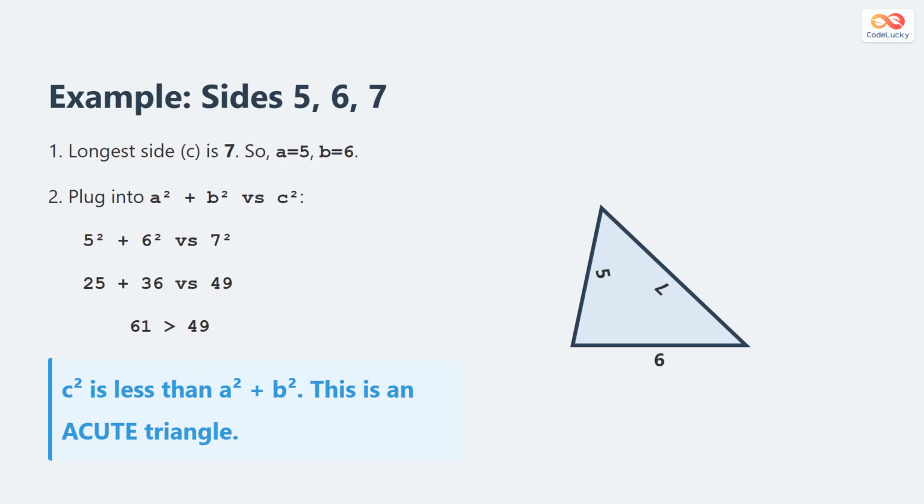Let's test a triangle with sides 5, 6, and 7. The longest side, c, is 7. So we compare 5 squared plus 6 squared to 7 squared. This gives us 25 plus 36 compared to 49. The sum is 61, which is greater than 49. Since c squared is smaller, this triangle is acute.